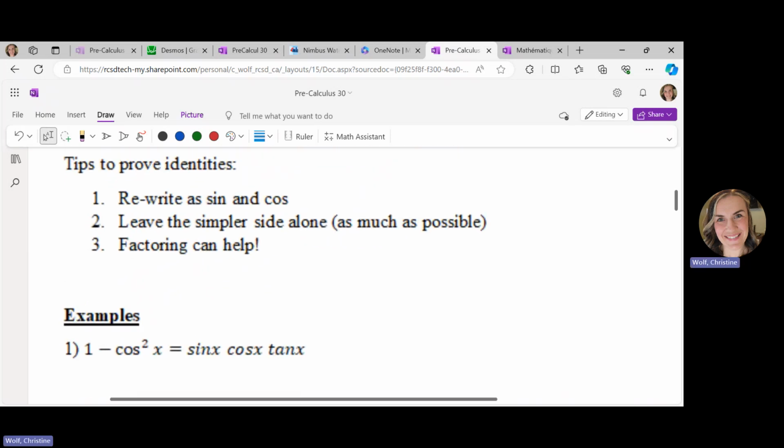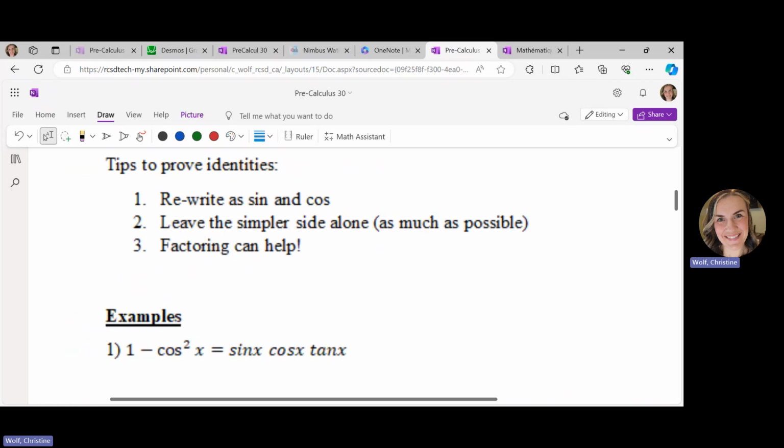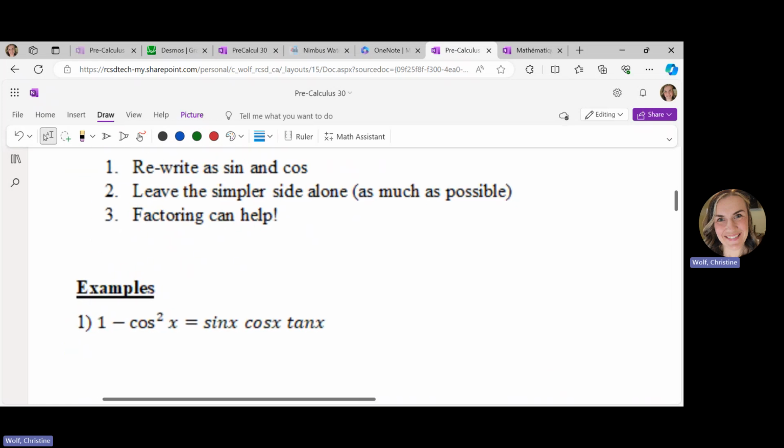There are 3 tips, okay? Tip number 1, rewrite them as sine and cos. So if you see any tans or cotans or secants or etc., you're going to rewrite it as sine and cos because that's what our identities are in, right? Then leave the simpler side alone as much as possible.